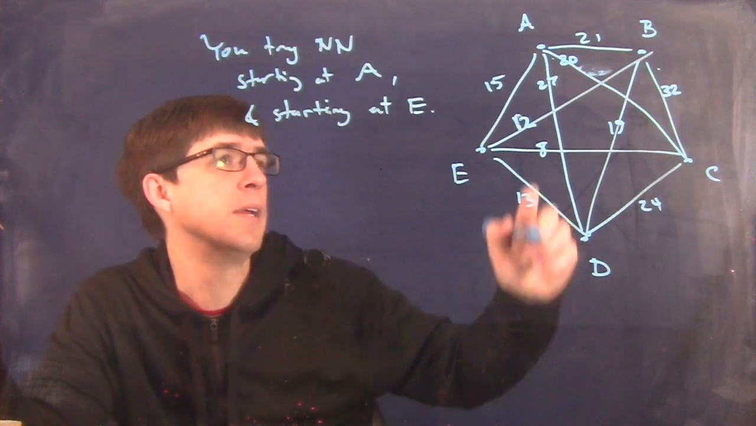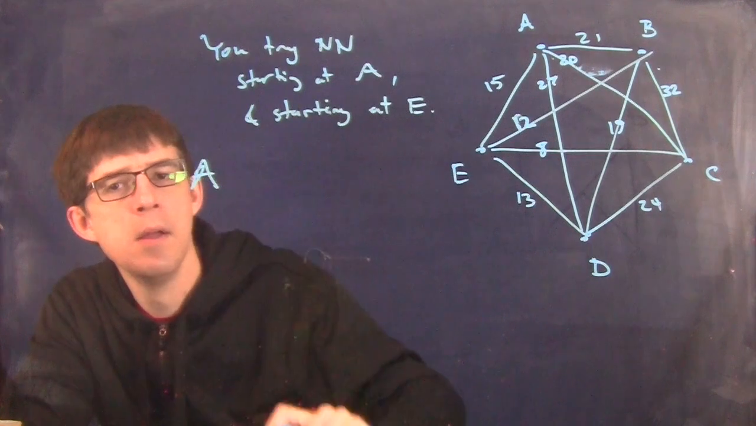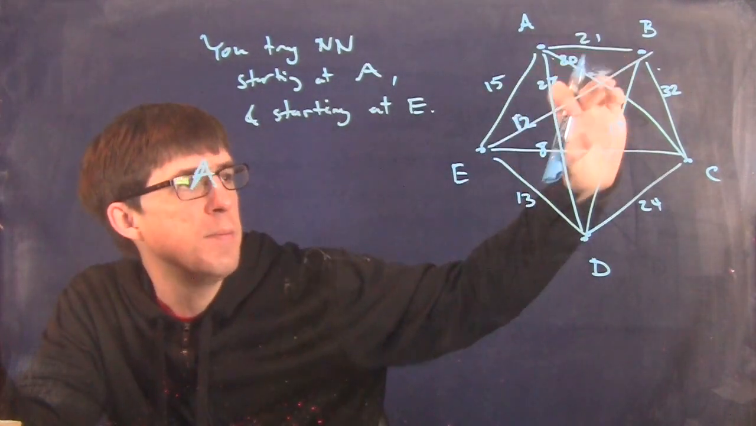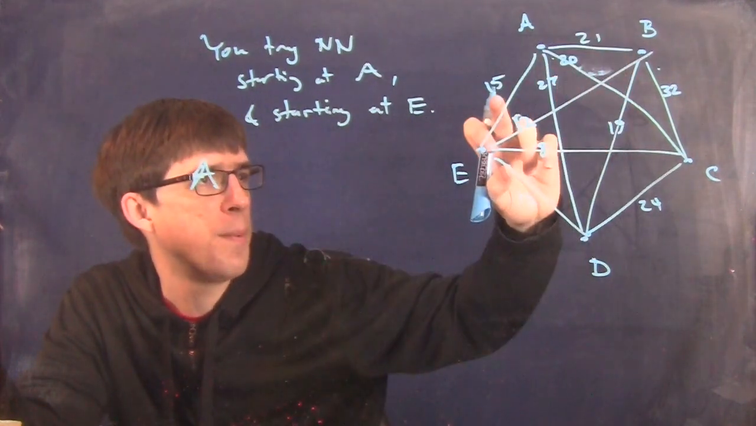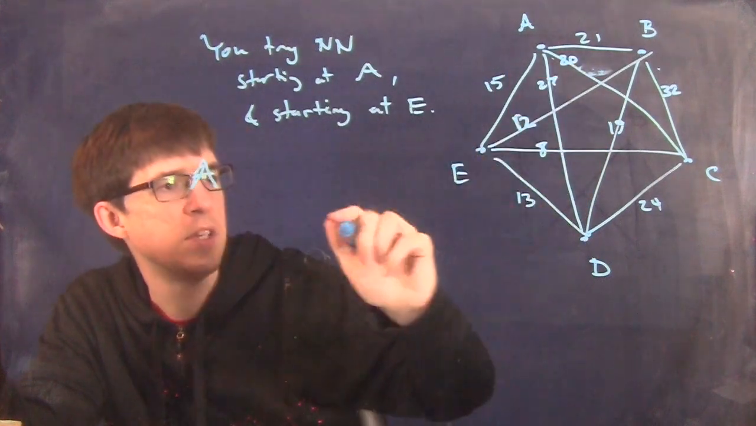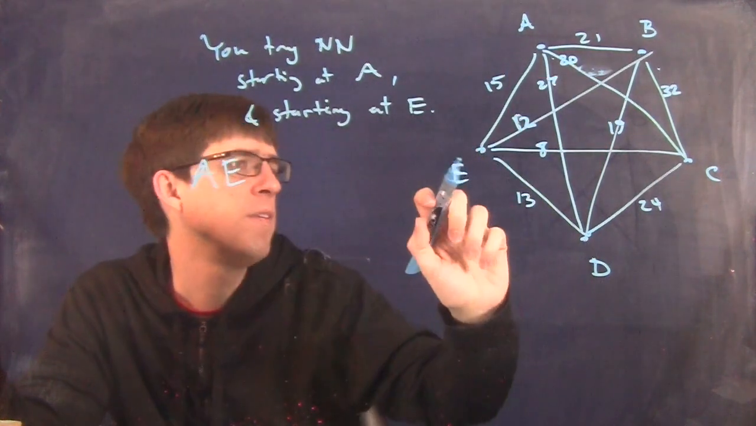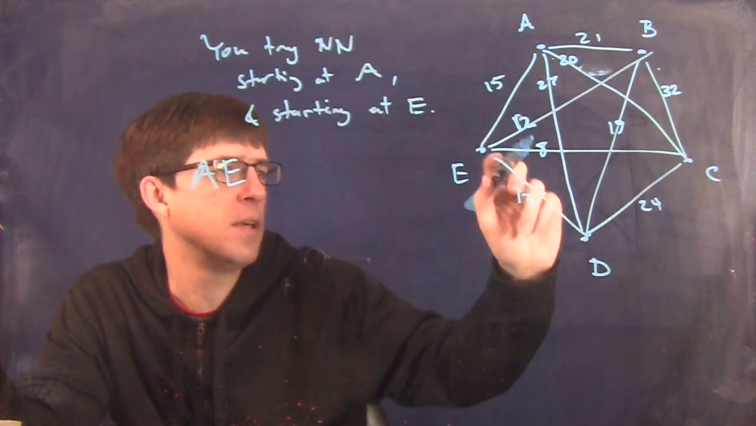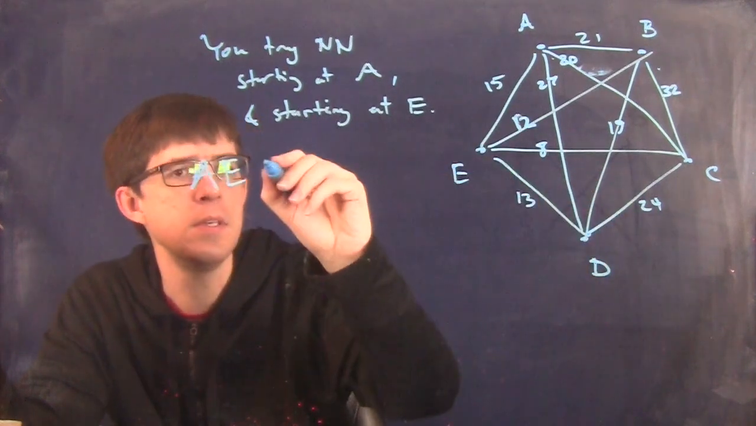Did you do it? I hope you did it. If I start at A, you just choose your cheapest option every time. My choices will be 15, 27, 20, or 21, so I should take the 15 and go to E. Then from E, my choices are 12, 8, 13. I should take the 8, so that goes to C.